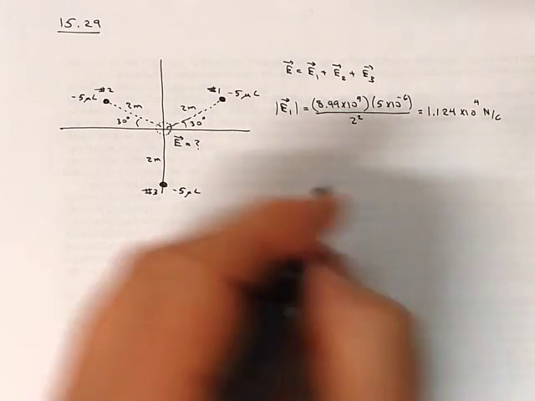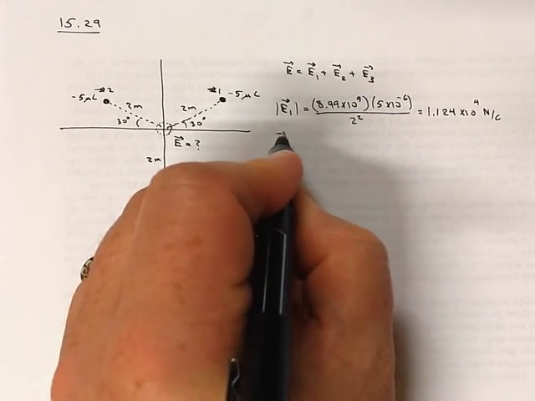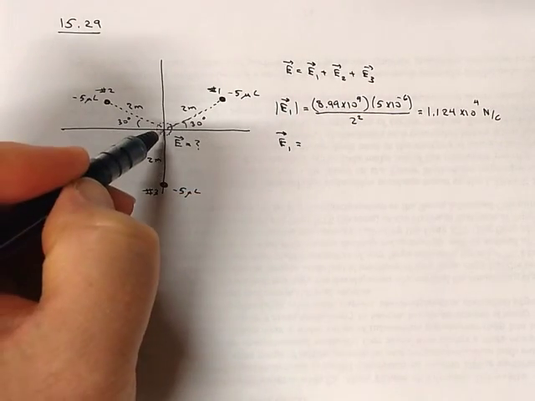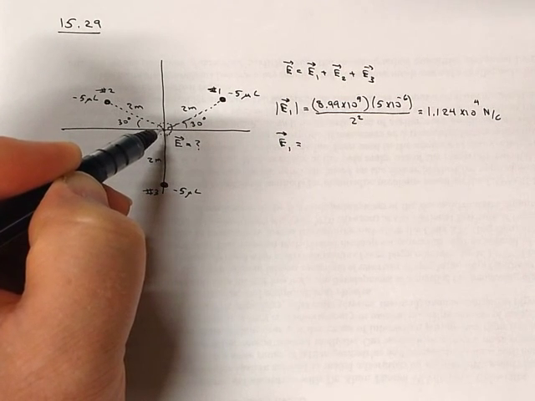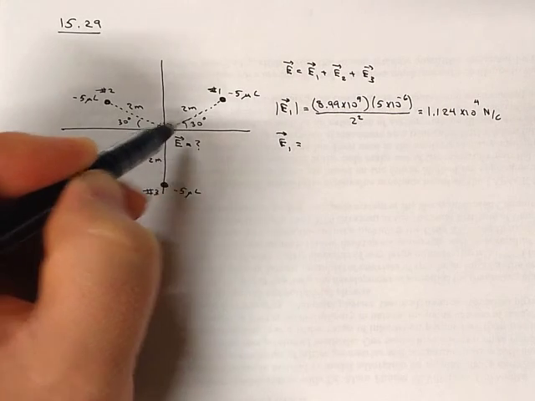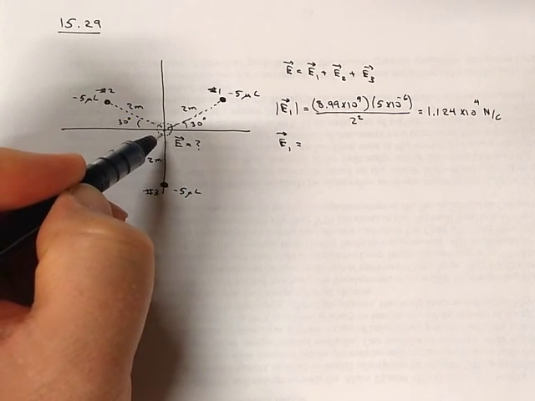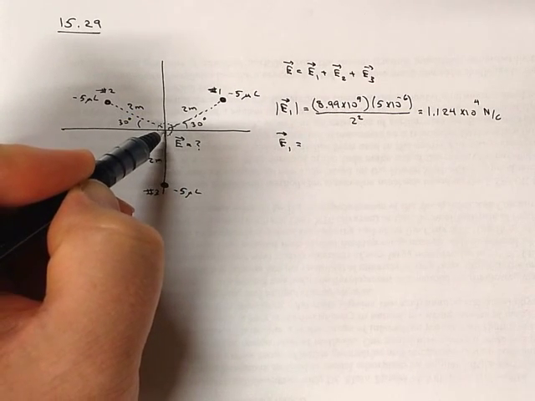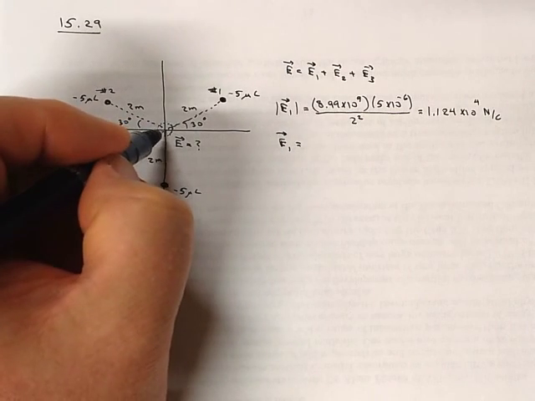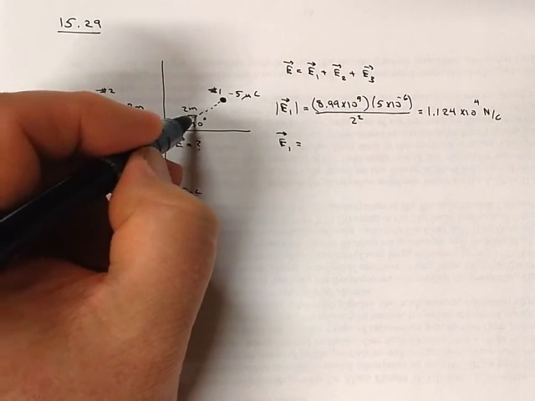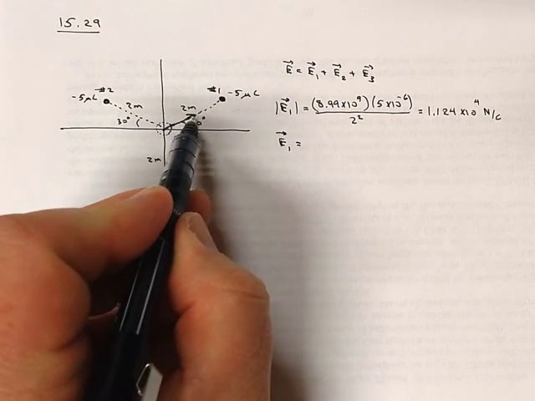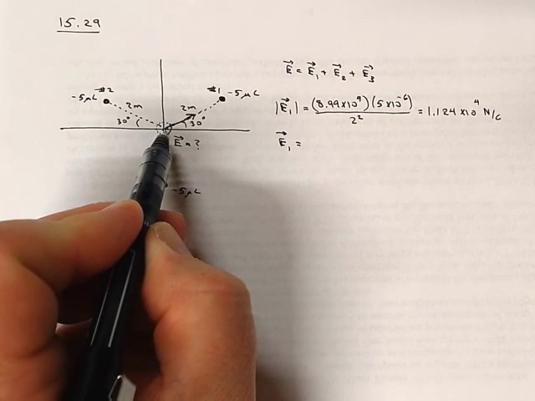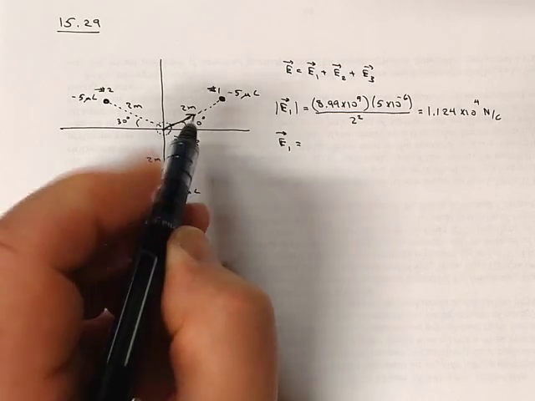Now, what's the direction? Right here at the origin, the rule is that the electric field points away from positive charges, but towards negative charges, and this one's negative. So if I'm at the origin, towards this one is up and to the right at an angle of 30 degrees. That means this electric field has a positive x component and a positive y component.